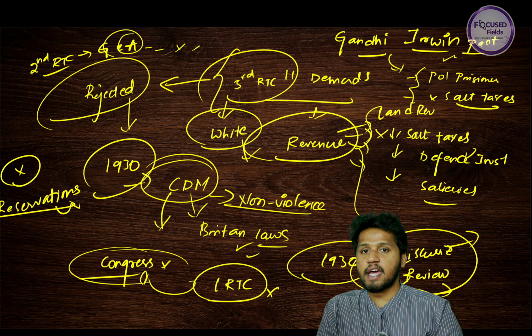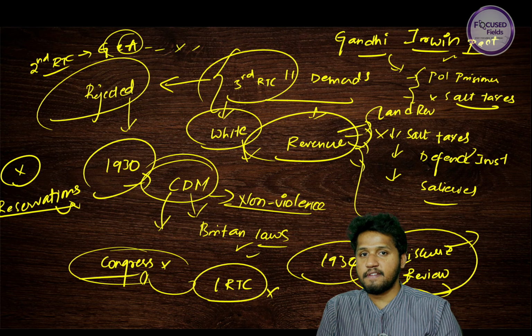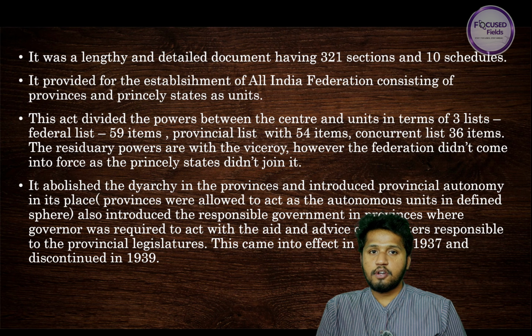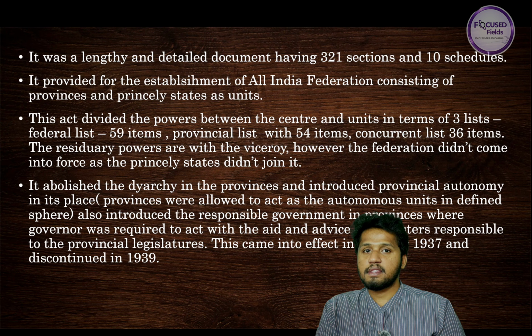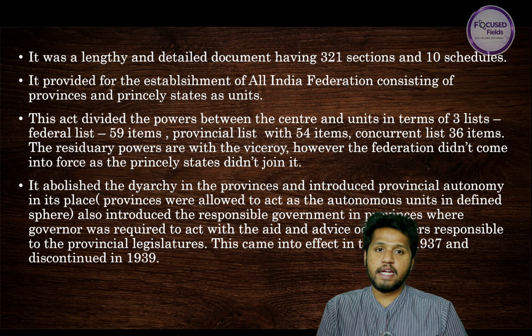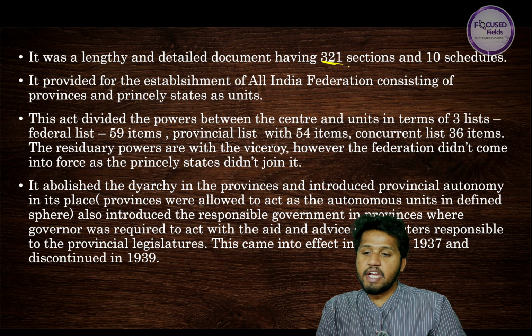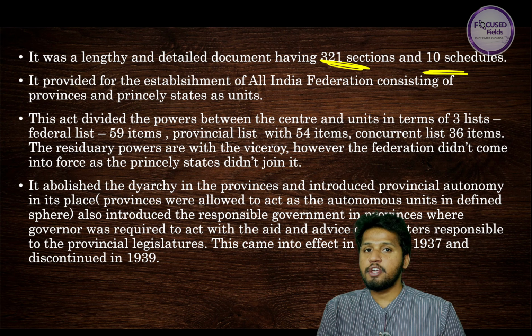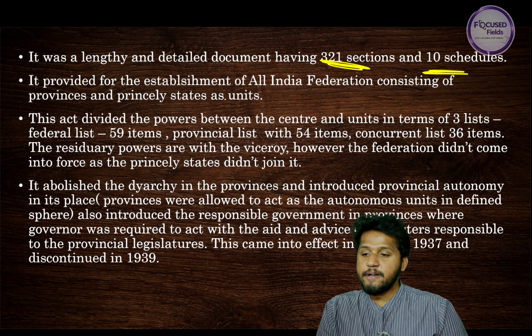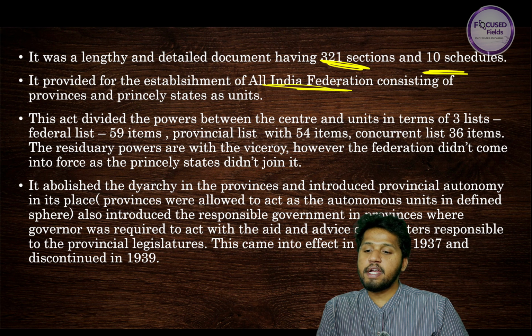Let's discuss what actually the Government of India Act 1935 is now. To begin with, it is one of the lengthiest legislations made by the British government in India because it contained 321 sections and 10 schedules, which is very huge. And next, it provided for the creation of the All India Federation.